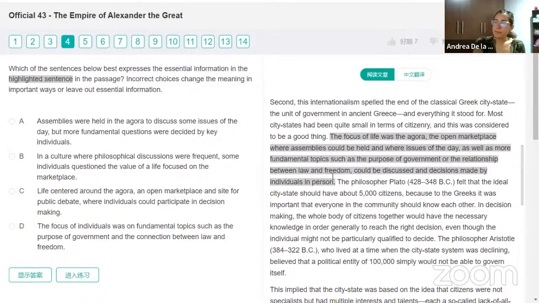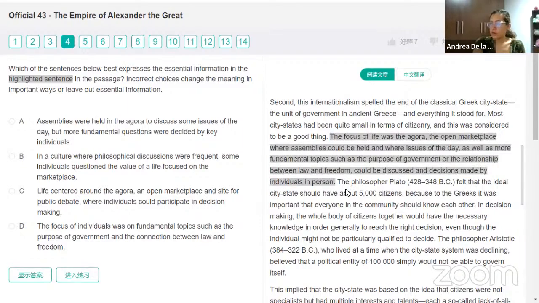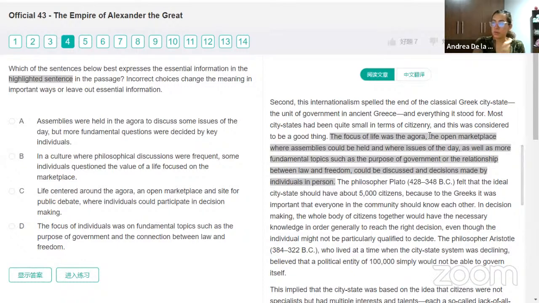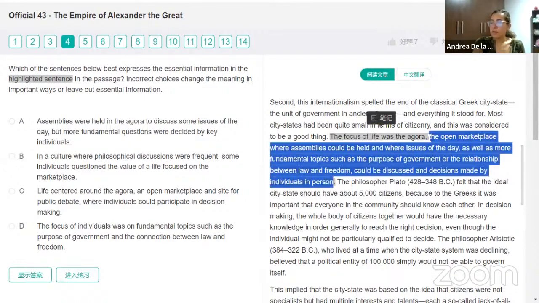Lo principal para responder bien es identificar cuál es la idea principal de esta oración. Si te das cuenta, ¿cuál dirías tú que es la idea principal? ¿Cuál es la parte principal de esta oración? La oración original. The open marketplace where assemblies could be held and where issues of the day. ¿Será? En realidad, no. No es esta la idea principal. Todo esto de acá, que está entre comas, en realidad todo esto se puede eliminar y la oración seguiría con la idea principal.